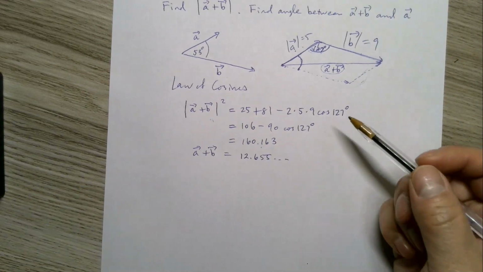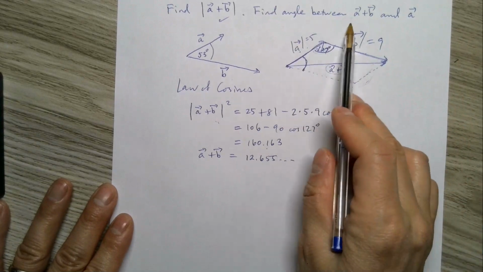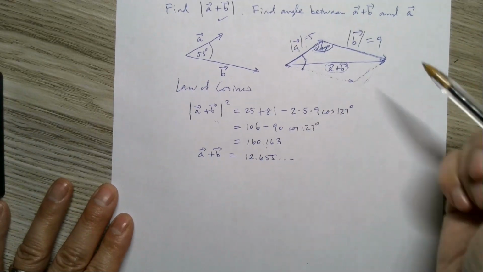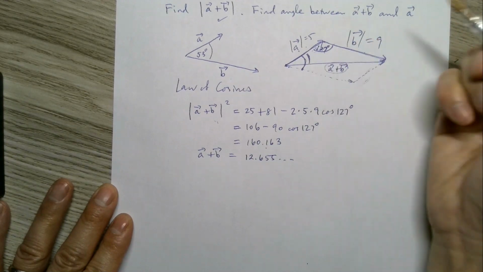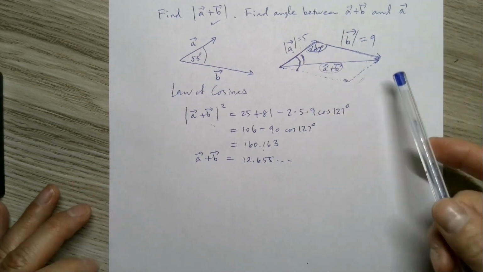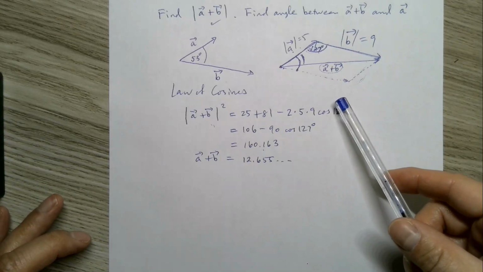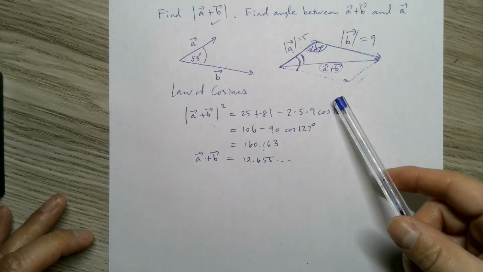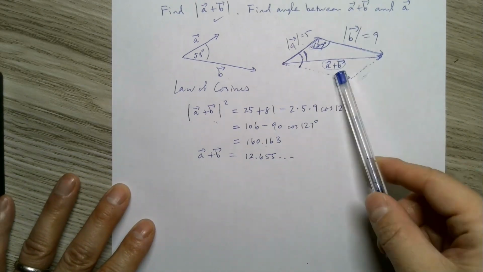Okay, now the other thing, so I found that. So the other thing I need to find is the angle between A plus B and A. That would be this angle here. Okay, it's also part of this triangle. So I can find that using law of cosines now that I know all 3 sides of the triangle.